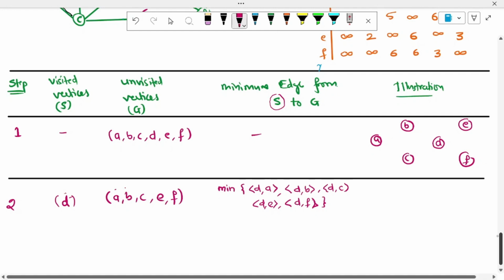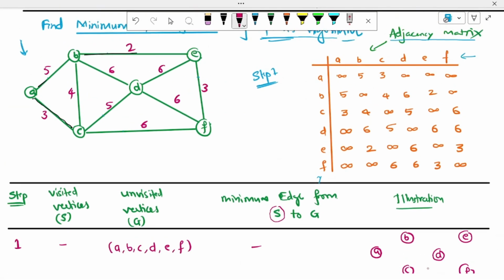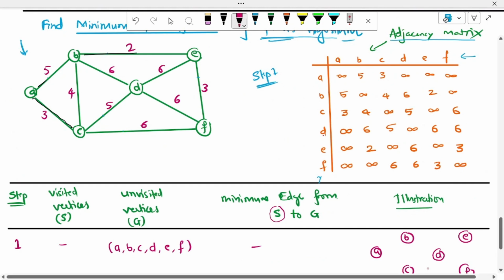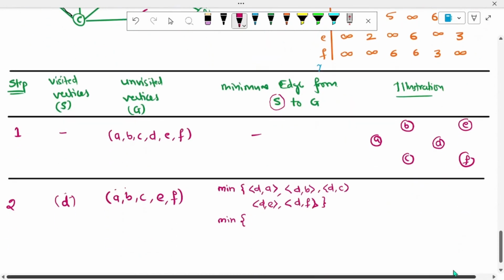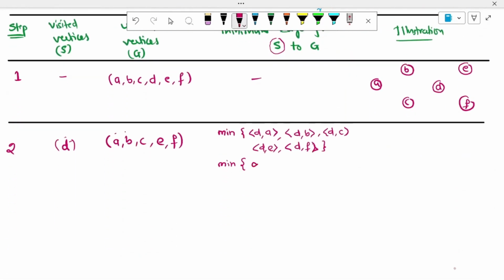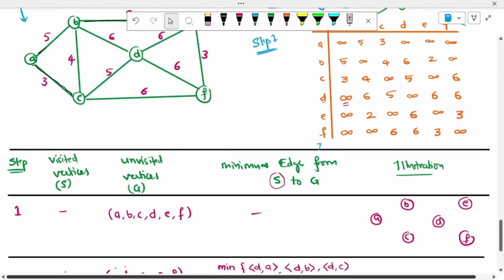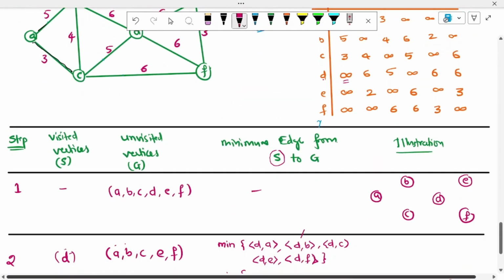Now if you go and observe, you need to find the values of each of the edges, minimum of D to A. What is D to A? Either you can use the adjacency matrix, D to A is infinite, or you can write from here only, it will be easier. D to A is infinite, write as it is. Then D to B, find out this one. D to B is 6. D to C is 5. D to E is 6.